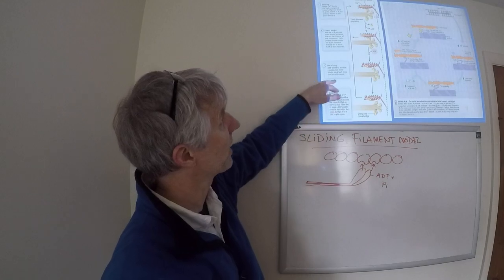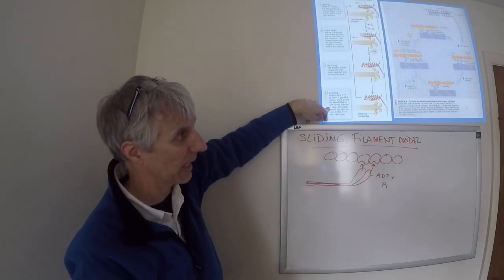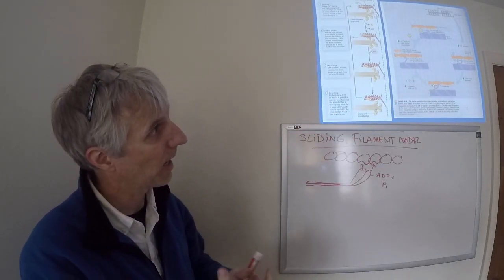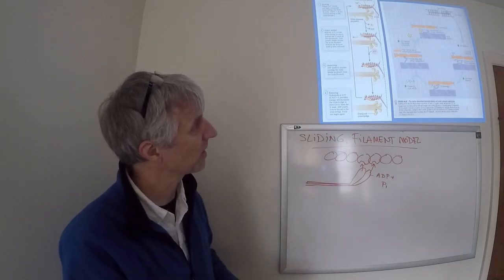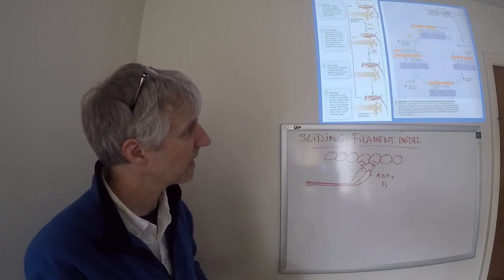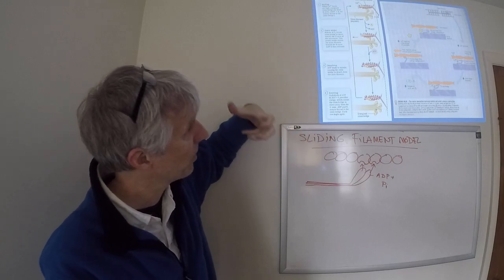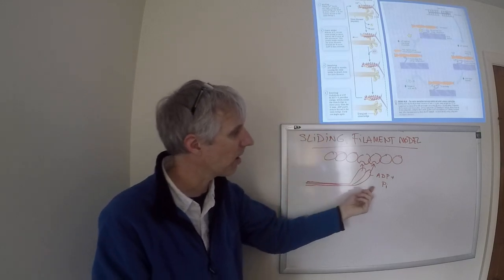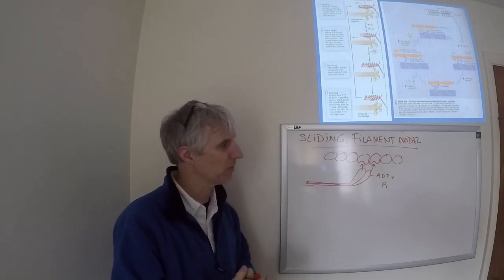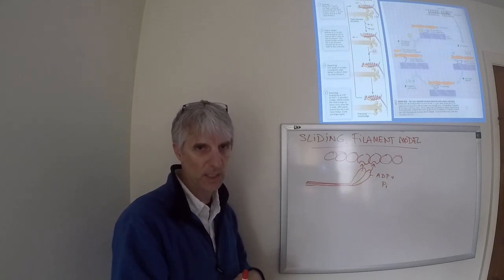Okay? That's what this figure is doing. Bind, power stroke, detach, reset. This is from a different textbook. I like it. It shows the ATP hydrolysis a little bit better than in this one. But the idea is this kind of binding, power stroke, detaching, and resetting is all about interacting phosphate groups, ADP and ATP, with the myosin head to alter its binding affinity for those actin sites.